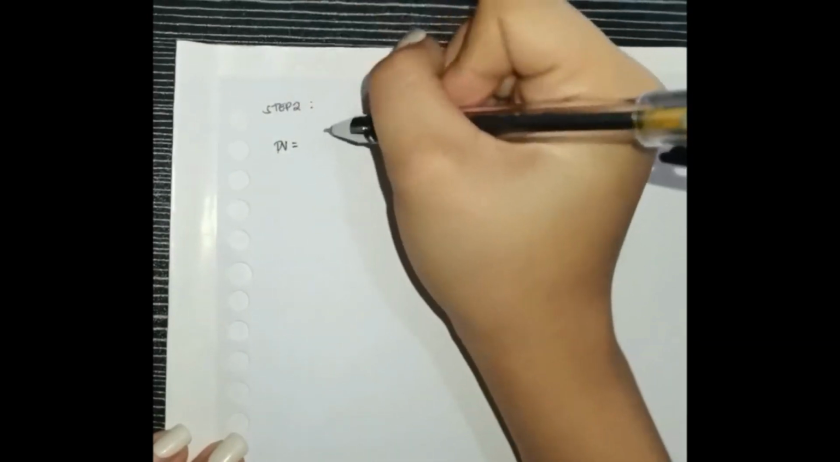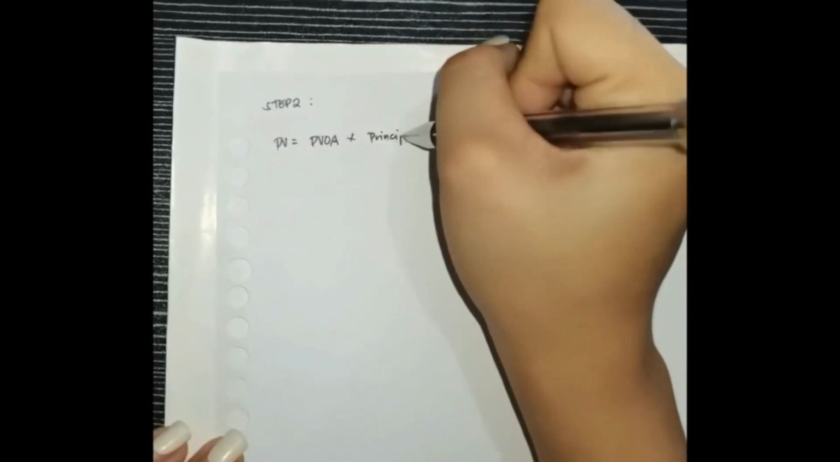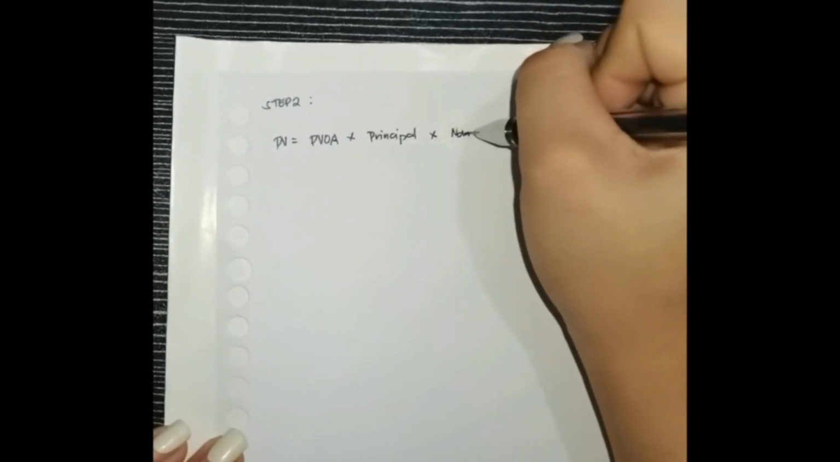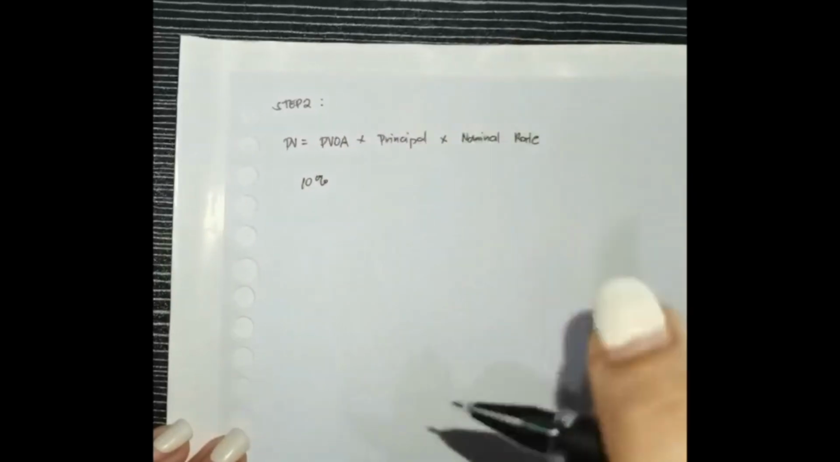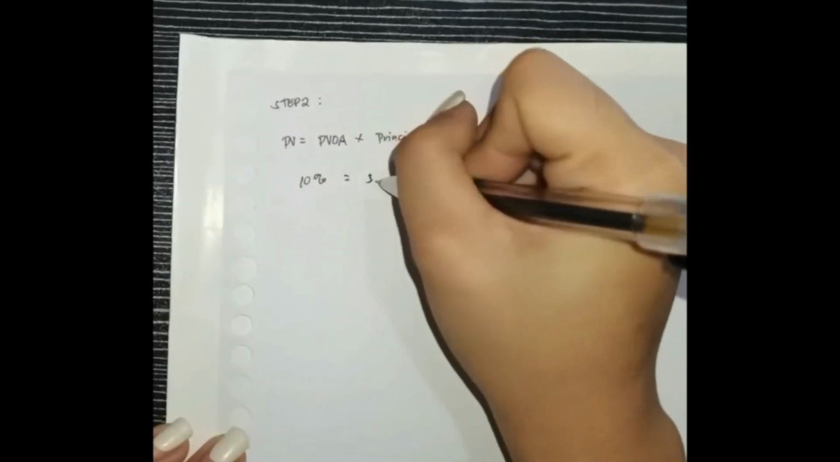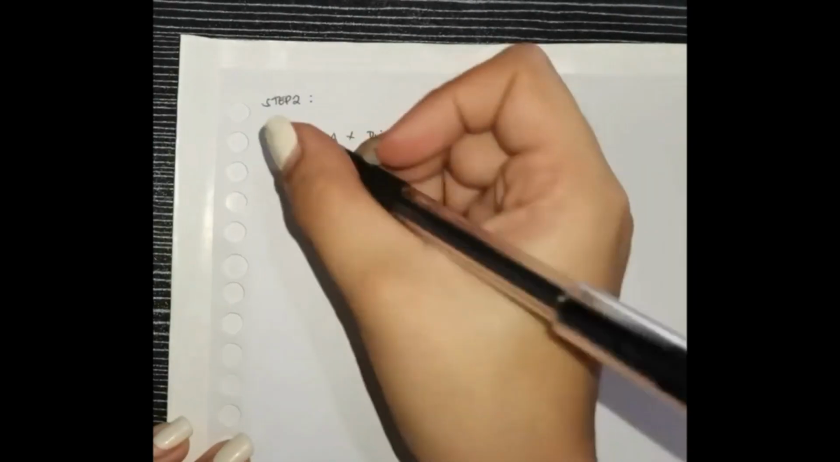So now, let's have our step 2. Compute for the present value of interest payments. Sunod, kuhaon nato ang present value sa future interest payments. Let's have our formula. PV is equals to PVOA times principal times nominal rate. So, ang atong PVOA factor for 10% yield is equals to 3.1699. So, let's have our substitution.